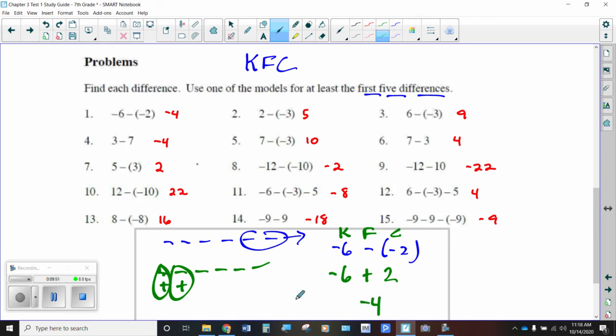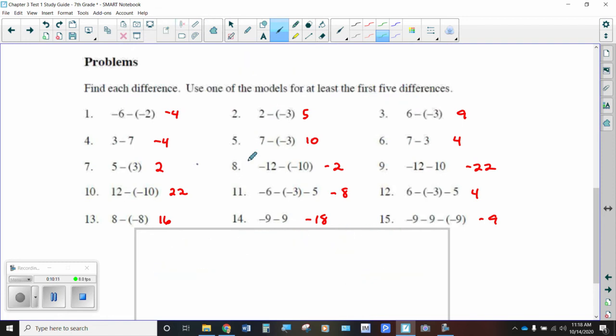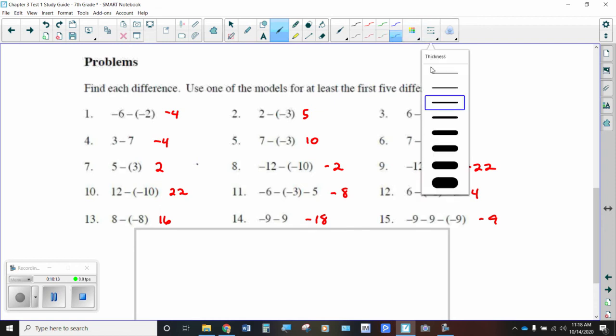So you could have used a couple of different processes to get to your answer. And I'll be honest with you, whether or not you know how to do the models is not the most important part. Whether or not you know how to get the correct answer using any strategy is what's important here, okay? So let's take number 2. I'll just do KFC the rest of the way out.